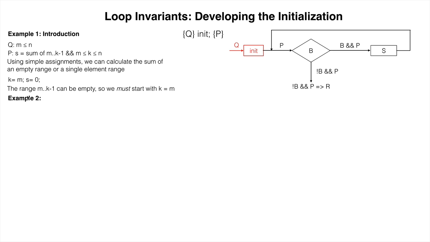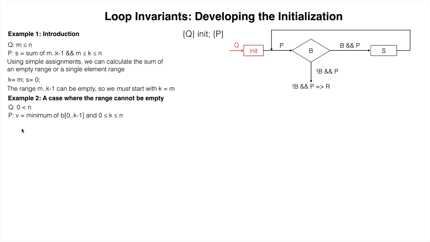Now we will look at another case, one where the range cannot be empty. Here are the precondition and invariant for a loop to calculate the minimum value in an array segment b[0..n-1]. The precondition Q is n is greater than 0. The invariant P is v is equal to the minimum of b[0..k-1] combined with k is no less than 0 and no greater than n.